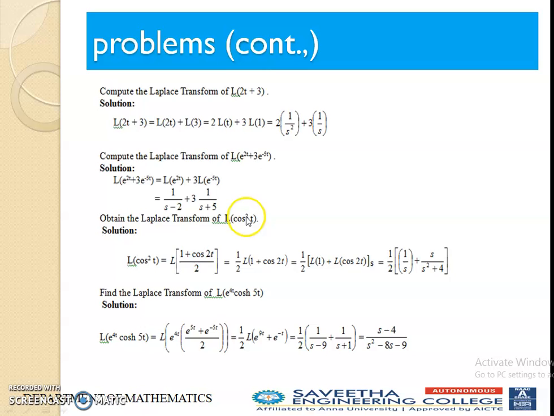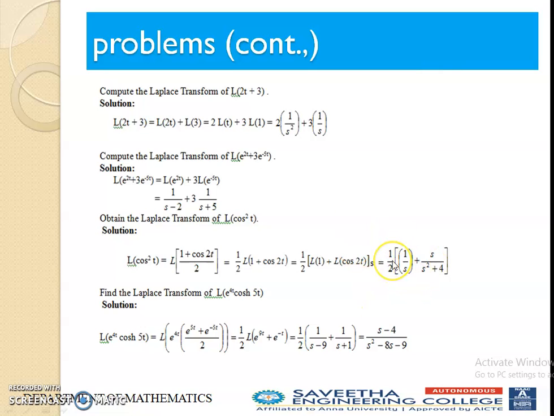For L of cos square t there is no direct formula, so you can replace cos square t using trigonometric formulas. Cos square t is nothing but (1 plus cos 2t) divided by 2. Next we can take 1 by 2 outside, then L of (1 plus cos 2t), which is L of 1 plus L of cos 2t. What is L of 1? 1 by s. What is the formula for L of cos at? S by s square plus a square. What is a here? 2. So 2 square is 4.